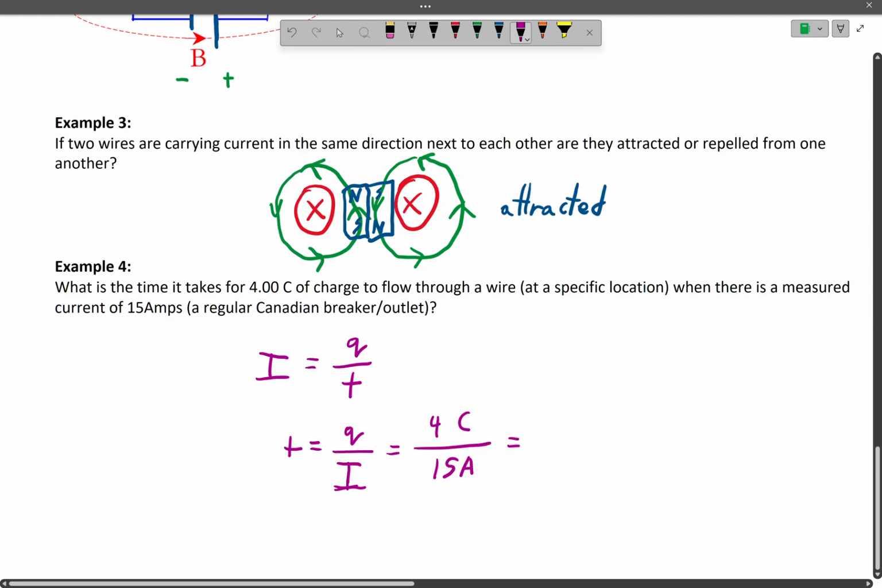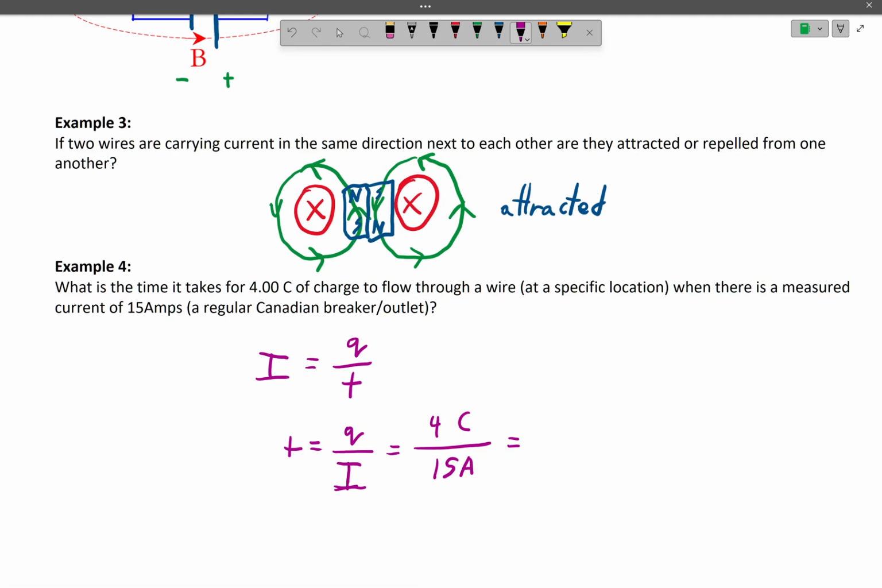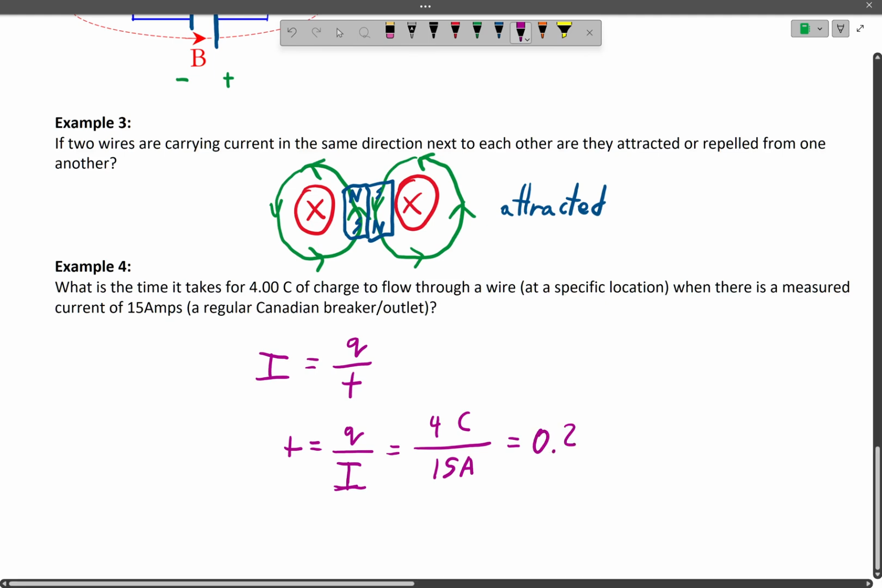So we're going to get a decimal answer of 0.2666 repeating, or in this case, 2 sig digs, 0.27 seconds.